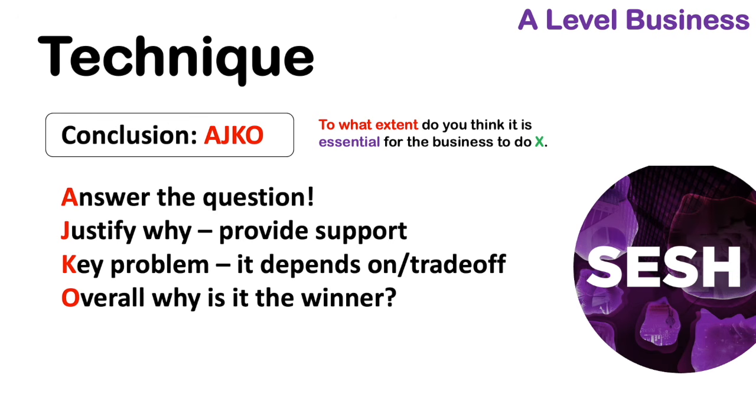And then you finish up with the O of the AJKO, which is overall, why is it the winner? Because with these 20 markers, there's going to be a winner. If the question was, to what extent do you think it is essential for the business to do X, then it's either going to be essential or not essential. Whichever way you go in your answer and your justification, you then need to explain why it's the winner, and that's your overall. But in your overall why it's the winner, you might want to talk about the short term or the long term. You might want to talk about any other industries here, anything to really power down and make it so clear why it's the winner.